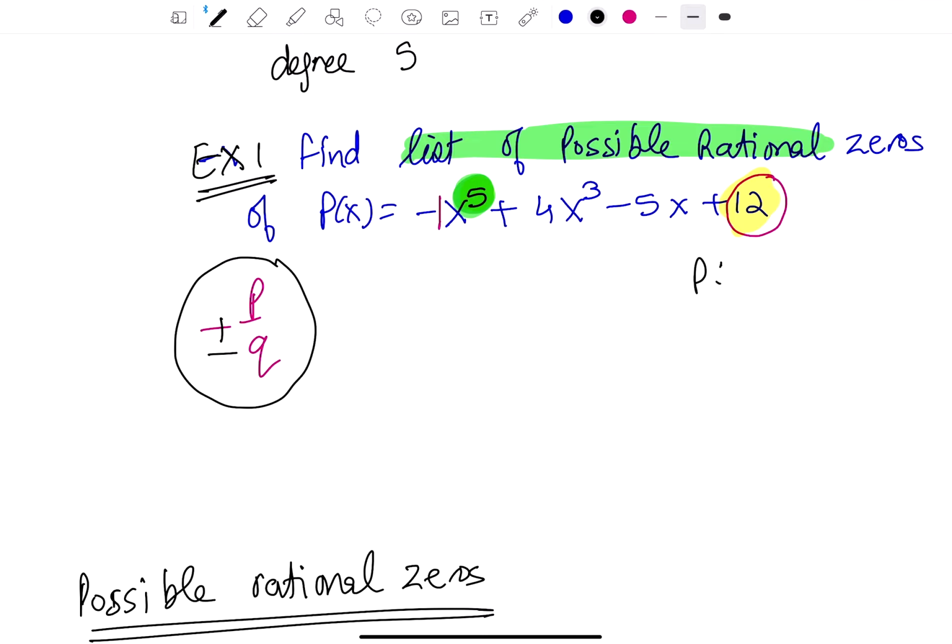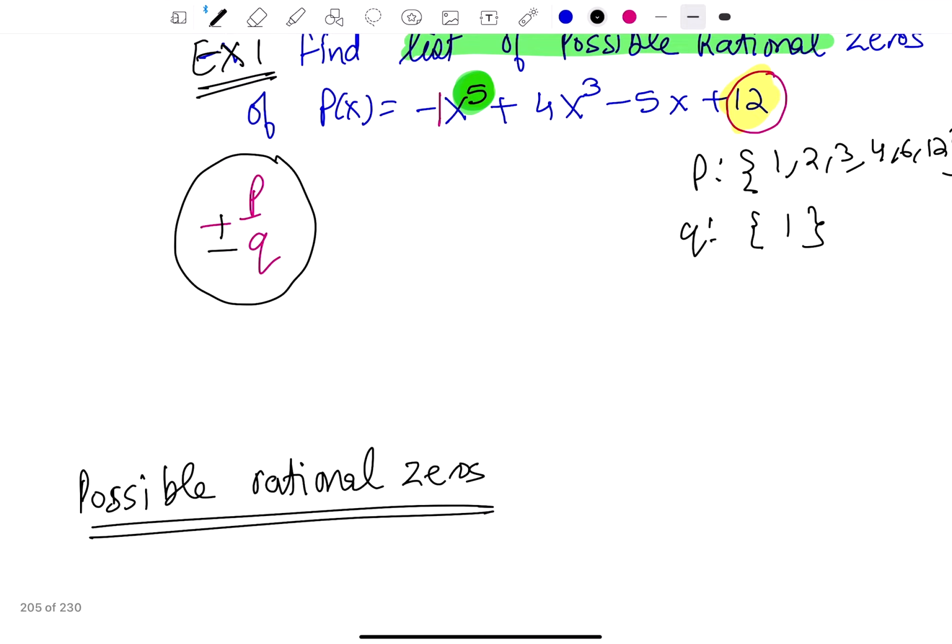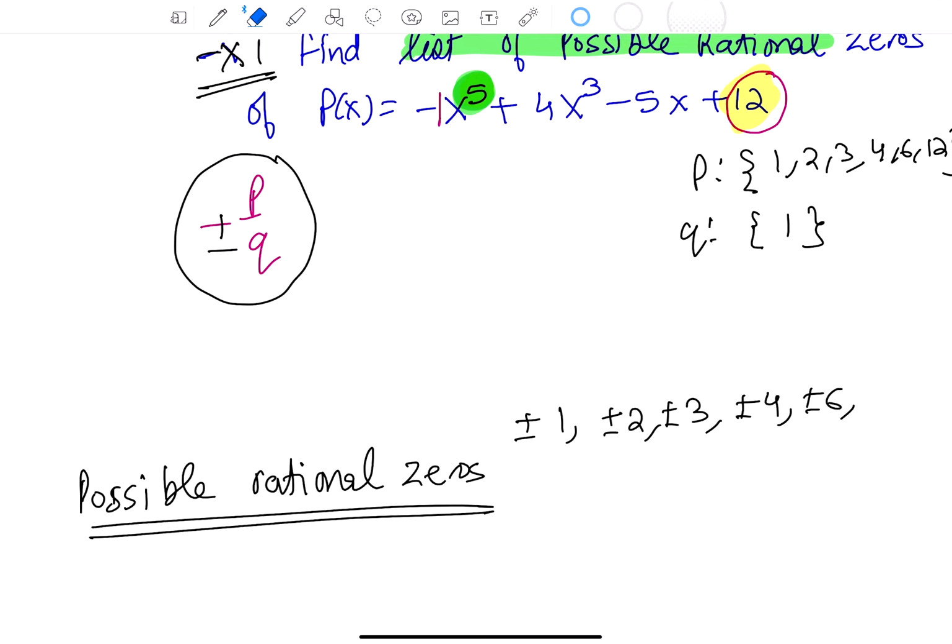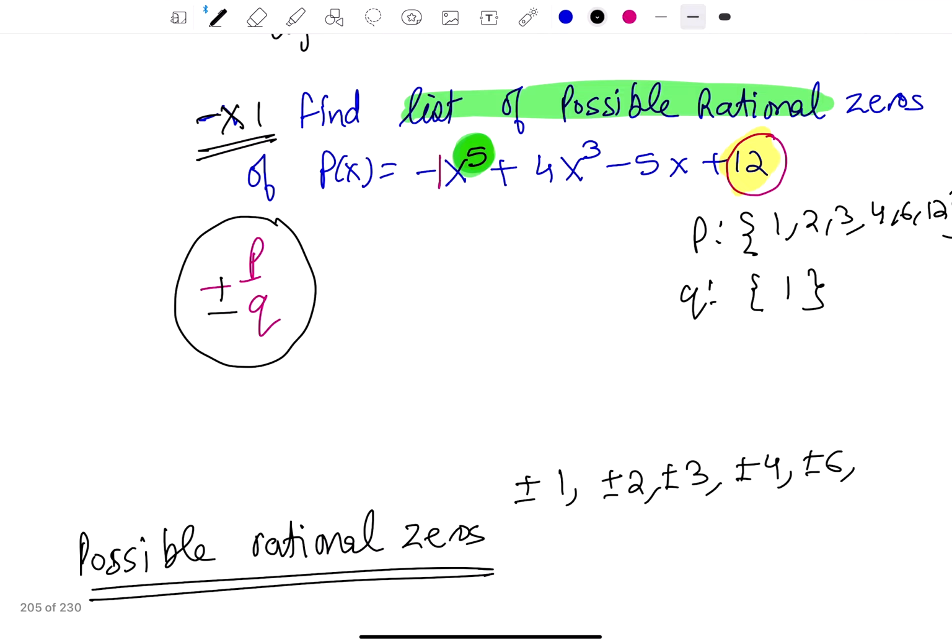Let's go ahead and list the factors of the constant term, 12: 1, 2, 3, 4, 6, 12. And q is going to be the factors of the leading term, which is just 1. So the possible rational zeros in this case are going to be p divided by each of the q's. In this case, dividing by 1 makes no difference. So plus minus 1, plus minus 2, plus minus 3, plus minus 4, plus minus 6, and plus minus 12. These are all the possible rational zeros for this given polynomial.